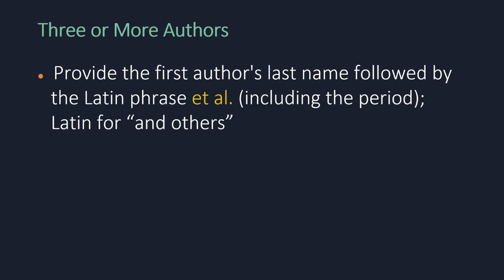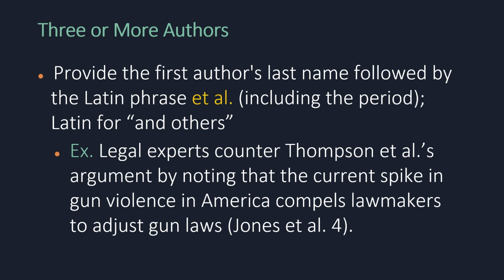For a source with 3 or more authors, only provide the first author's last name, followed by the Latin phrase "et al.," meaning "and others." The period is included as well, as shown in this example. "Legal experts counter Thompson et al.'s argument by noting that the current spike in gun violence in America compels lawmakers to adjust gun laws" (Jones et al. 4).